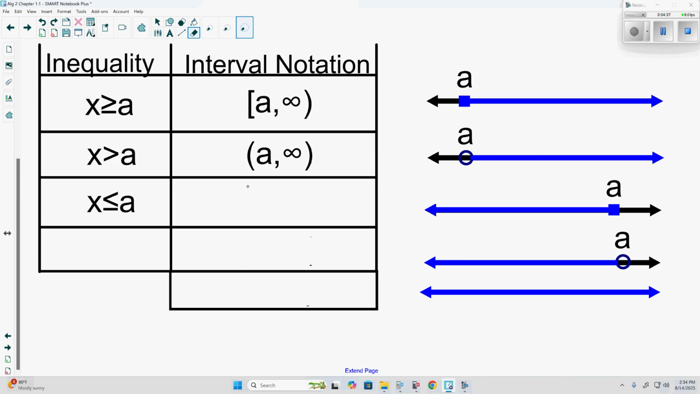Our next one, X is less than or equal to A. Now we're going to negative infinity. We're saying it's smaller. Smaller numbers always on the left, bigger numbers on the right. Even though negative infinity is not an actual number, we still treat it like one. Last one we have, X is less than A. So negative infinity, comma A, both have parentheses.